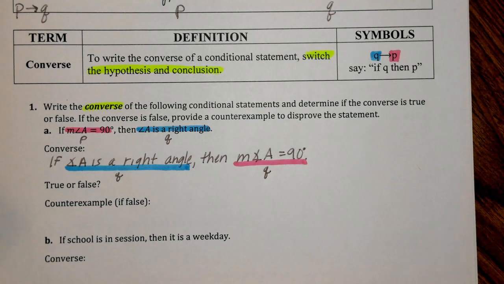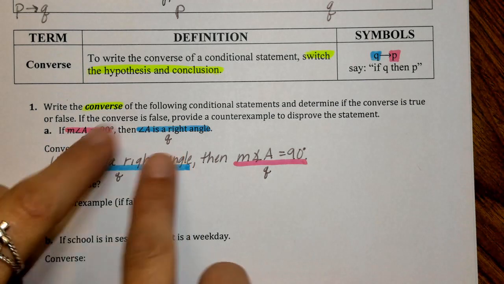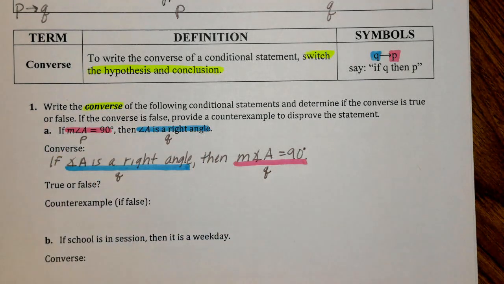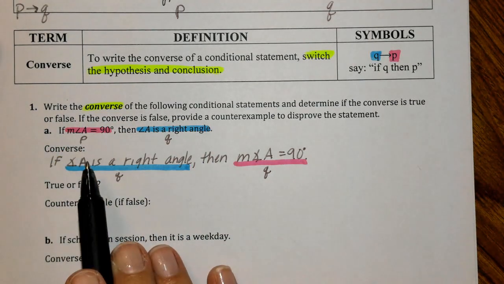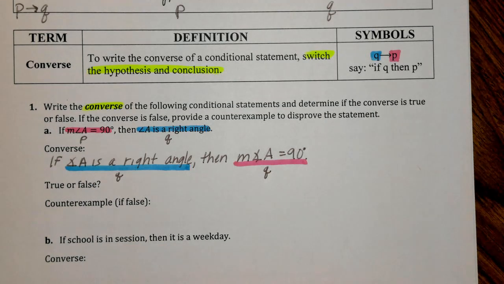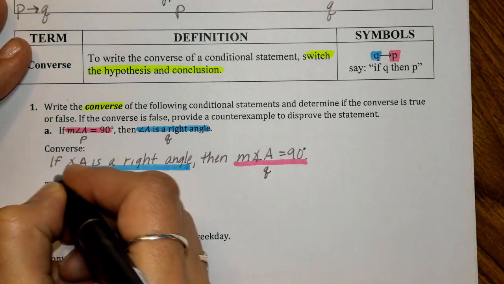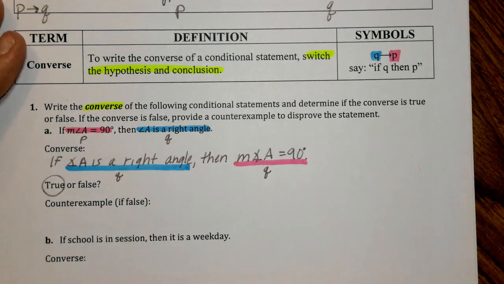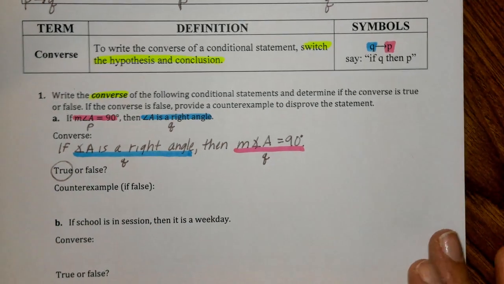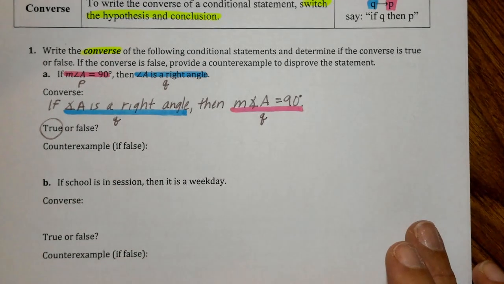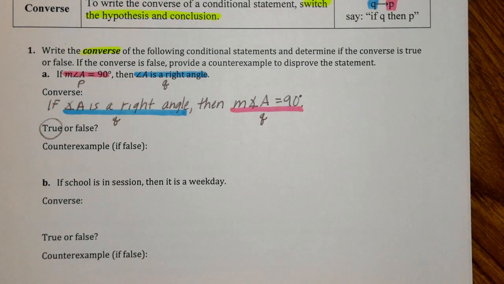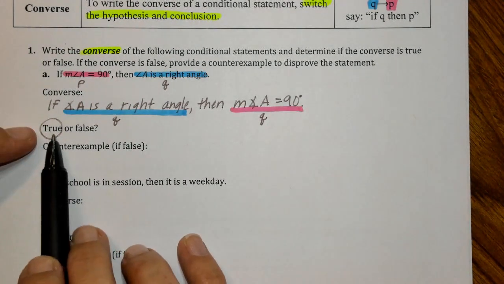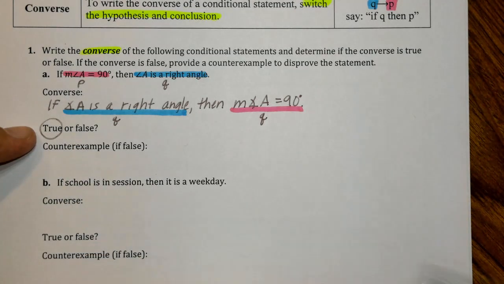Now, we have this switch. We have the P and the Q. Switch them around. We want to see, is this true or false? If angle A is a right angle, does it measure 90 degrees always? Well, yeah, that's the definition. We'll get to that later on with this unit. So we don't have a counterexample. No counterexample if the statement is true. So we're going to skip that part.